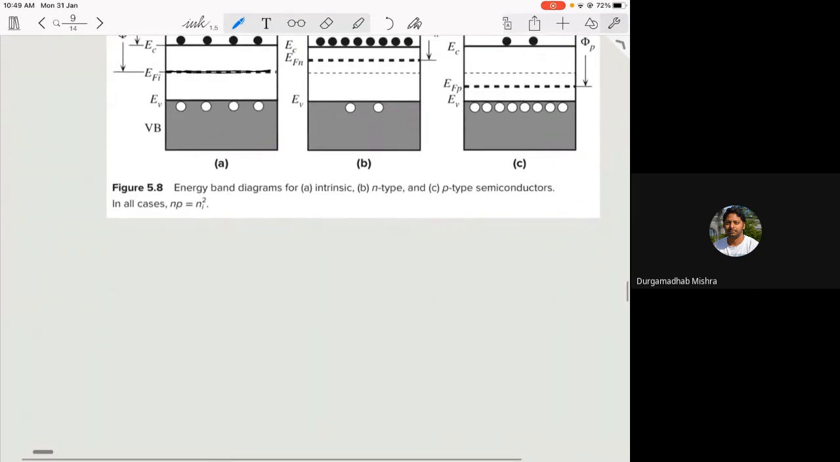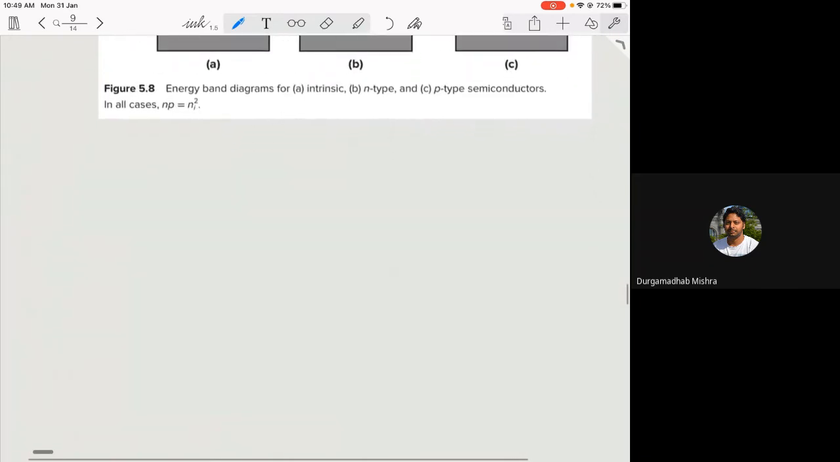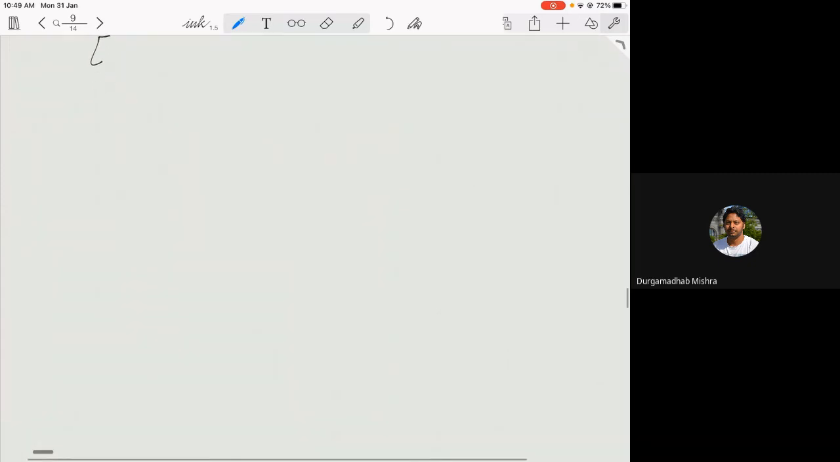Now, this is all about the intrinsic semiconductor. When we talk about the extrinsic semiconductor, I think it's almost time, so we will stop now and continue in the next class with the topic of extrinsic semiconductors.